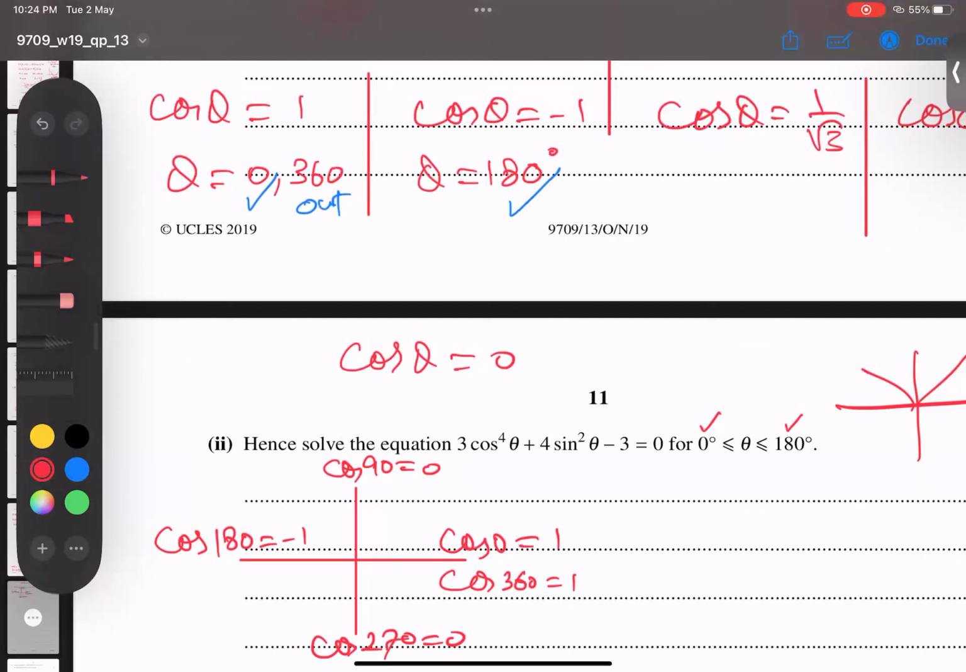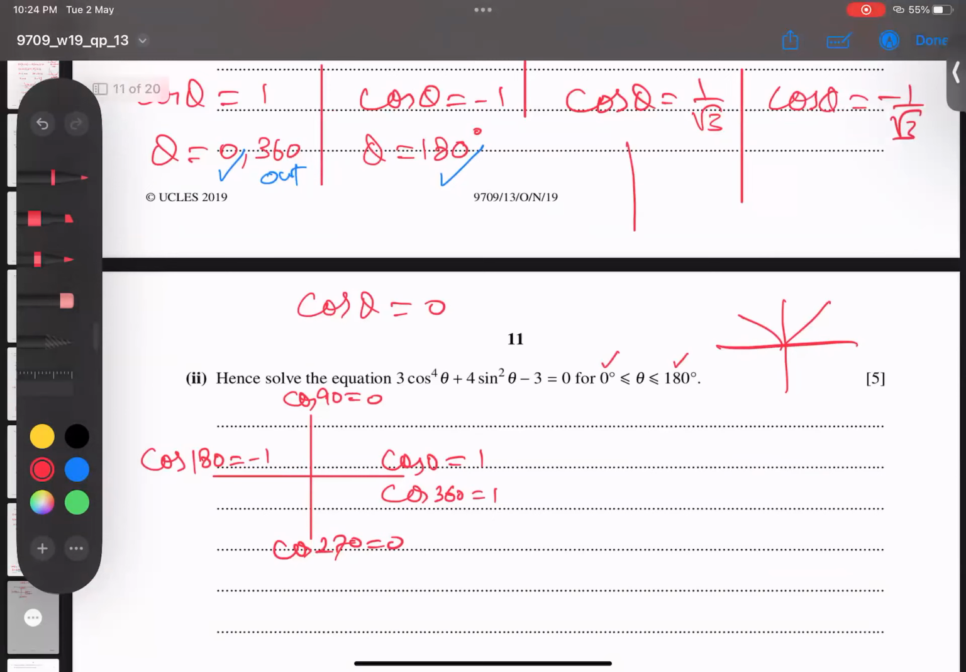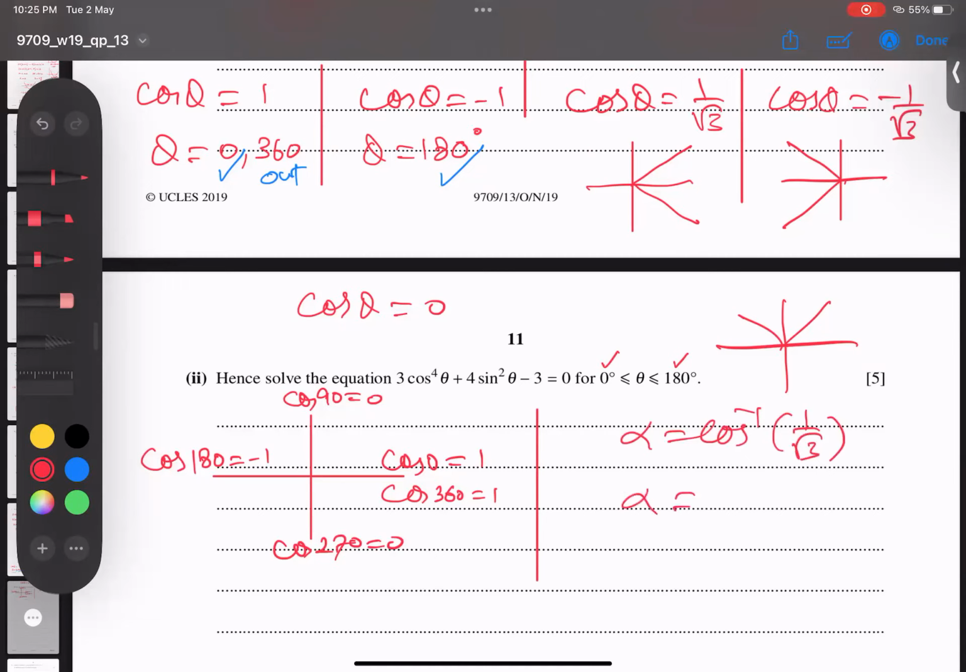Now the next two answers come from here. For this reason, I make a cross. Cos is positive in the first and fourth quadrants and cos is negative in the second and third quadrants. When you take cos inverse, alpha is the principal angle I'm finding for both together. If we find it in the calculator, make sure it is in degree mode. So cos inverse of 1 divided by root 3.